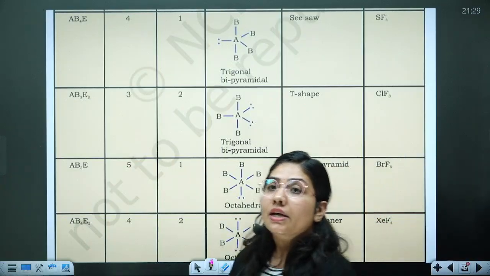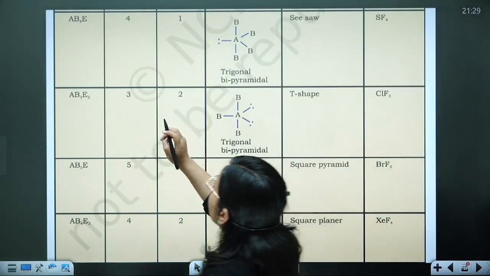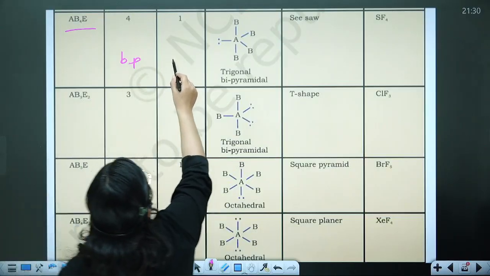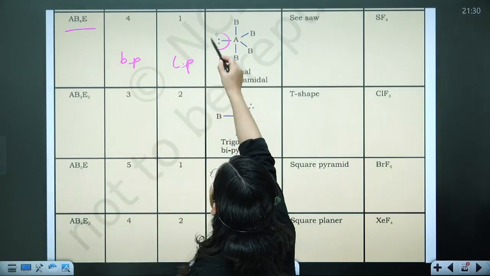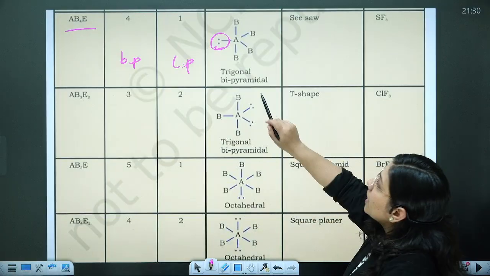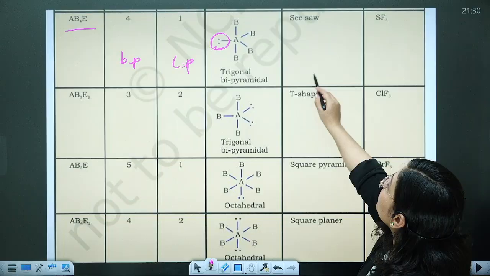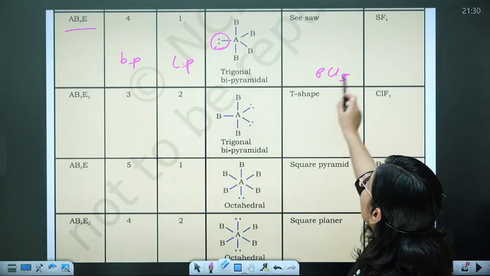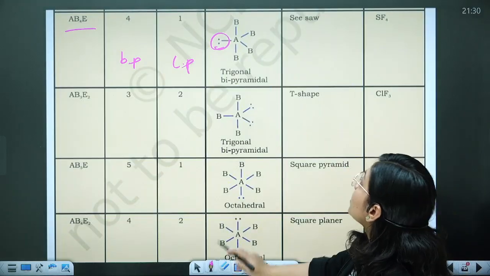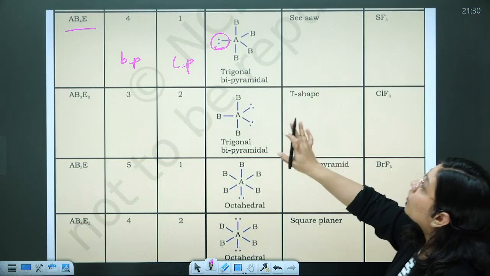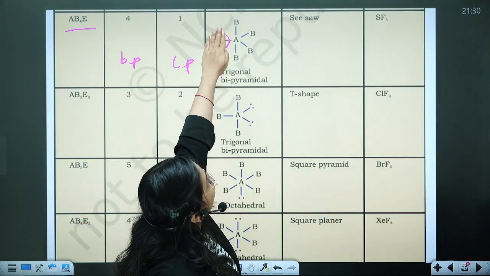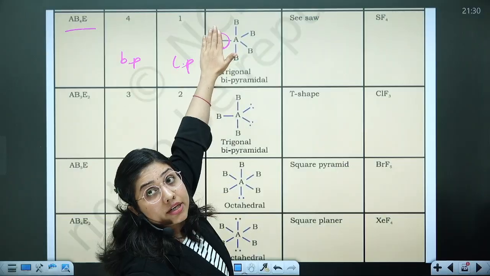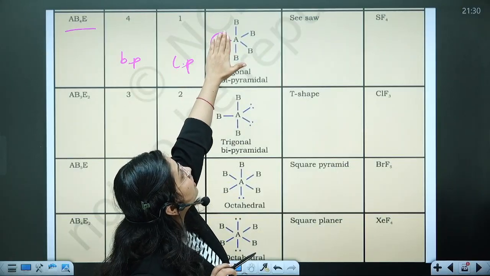Come to the next. Here you can see AB4E. This is the general formula given. It means 4 bond pairs, 1 lone pair. The lone pair is given this position, and this is a structure similar to PCl5, but there is one difference: here a lone pair is present. Because of the presence of the lone pair, we will not count it while discussing the shape. We will cover it with the hand, and now we are able to see the seesaw structure.